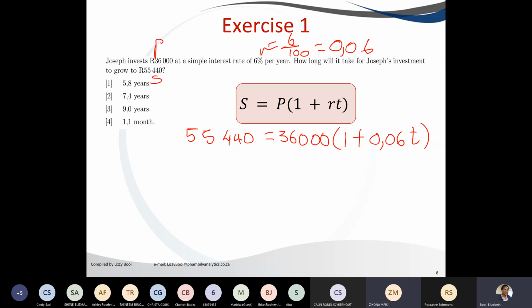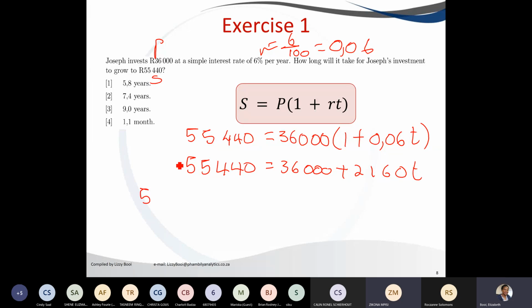Then, the simple way, I removed the brackets. So I have 36,000 plus 2,160 T. Then it's 55,440 minus 36,000 divided by 2,160 equals T.